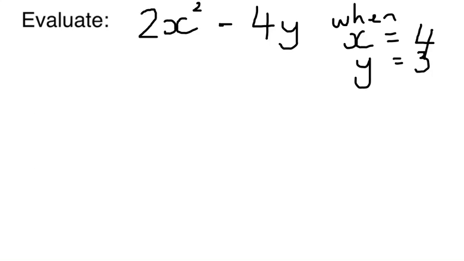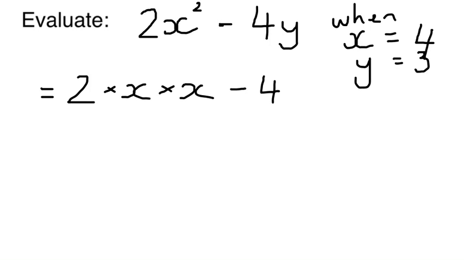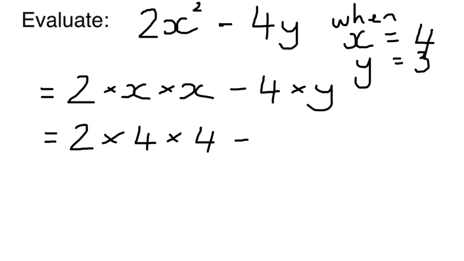So this example is a little bit more difficult. Our expression here is 2x squared minus 4y. We do exactly the same steps. Now just remember, rewrite it out with our multiplication, so 2 times x squared, minus 4 times y, and we're going to have 2 times 4 times 4 because our x's are 4s, minus 4 times 3 because our y has become a 3.